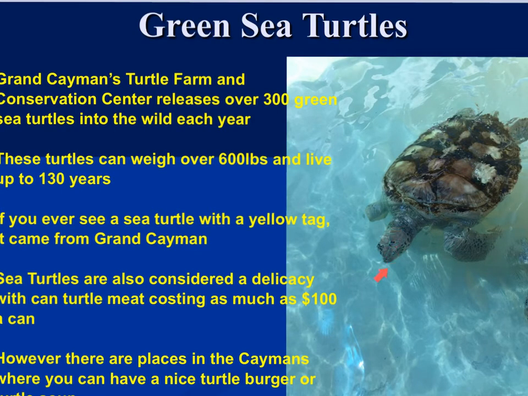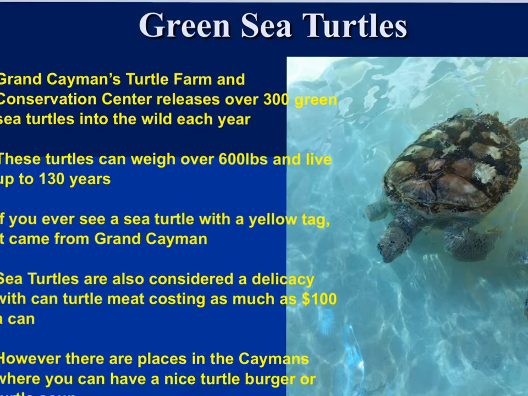Now here we have the green sea turtle, and the biggest conservation location for the green sea turtle is at the turtle farm in the Grand Caymans. If you ever get a chance to go to the Grand Caymans, it is really worth your while to see how they do turtle conservation. They release over 300 green turtles into the wild every year, and the turtles will typically have a tag on them. If you find a green sea turtle out in the wild and it's tagged, 99% of the time it's going to be from the Cayman Islands.